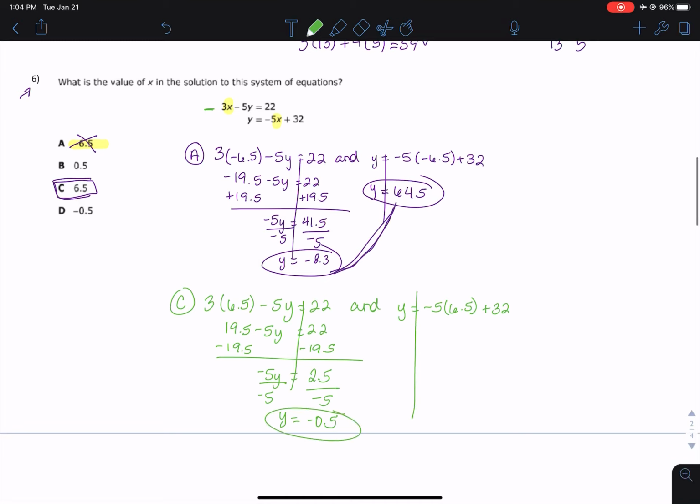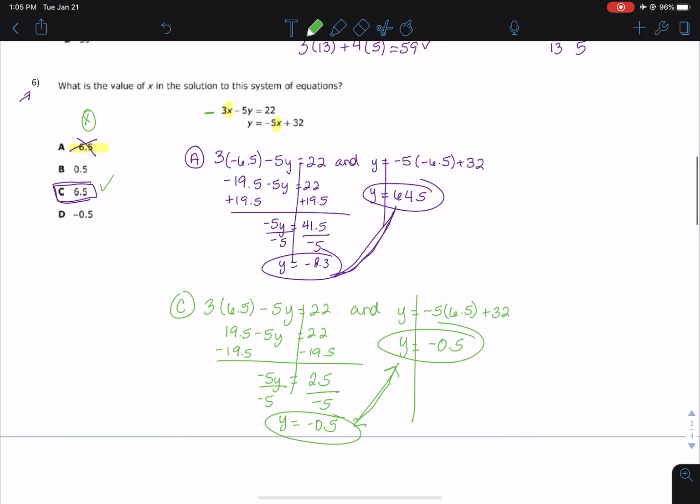Okay, now on this side, I do that whole thing. So negative 5 times 6.5 plus 32. And I get y equals negative 0.5. So because I got the same answer out, that's how we know C is the correct answer. So you would try A, and if it didn't work, try B, try C, or just guess around and see. But the whole point is if you know the x value, then you can substitute it in and see which value gave you the same output for y. These didn't match and these did. Got it? So now you're going to practice that and then you're finished.